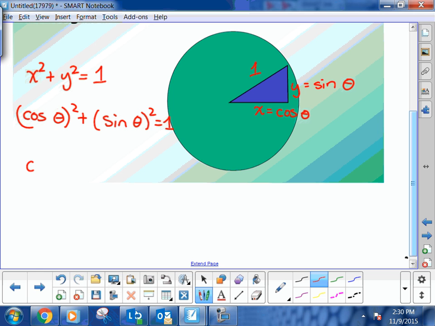The way you're going to see the identity property expressed to you is going to be in this manner: cosine squared theta plus sine squared theta. This is universal, worldwide. This is the accepted way to write trig functions.